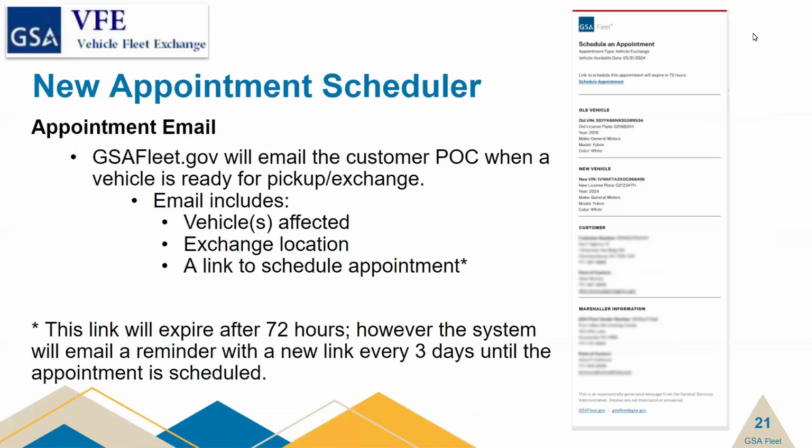One new improvement that we're excited about is the fact that we will automatically send a new reminder email every 72 hours, so every 3 days, with an updated link. So you will always have access to a functioning link to get into GSAFleet.gov and schedule that appointment. And that will continue until the appointment is scheduled, but once it is scheduled, you'll no longer get those emails. So we just want to make sure that we push the data to you and you don't have to pull it out from us.